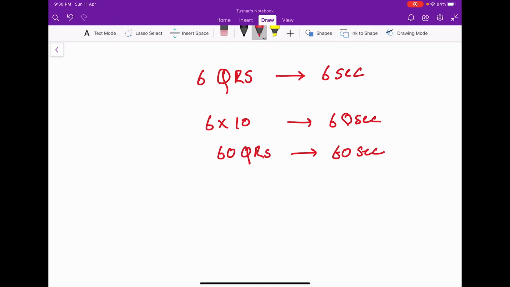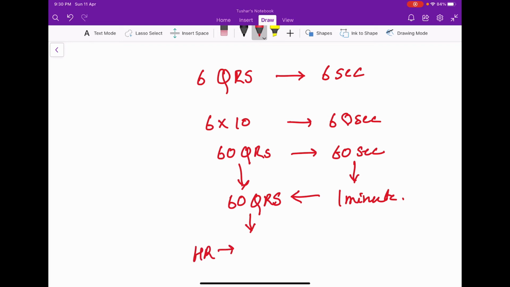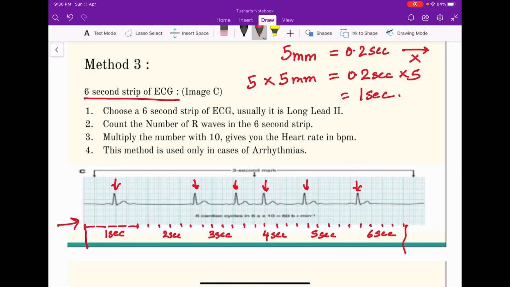That means in 1 minute, we are seeing 60 QRS complexes on this ECG. So eventually the heart rate of this ECG will be 60 beats per minute. This is how we calculate heart rate by taking the 6-second strip.